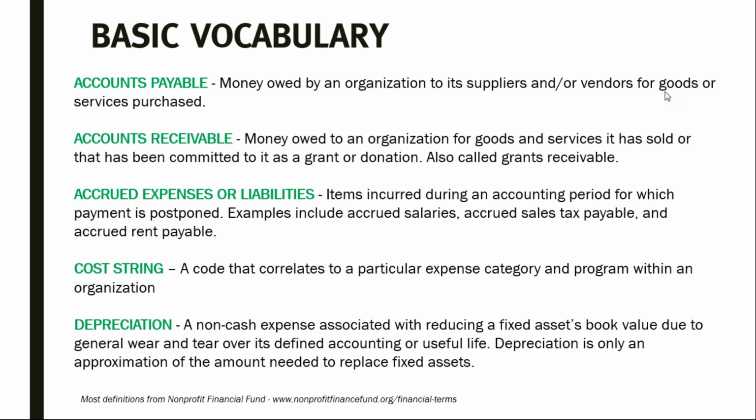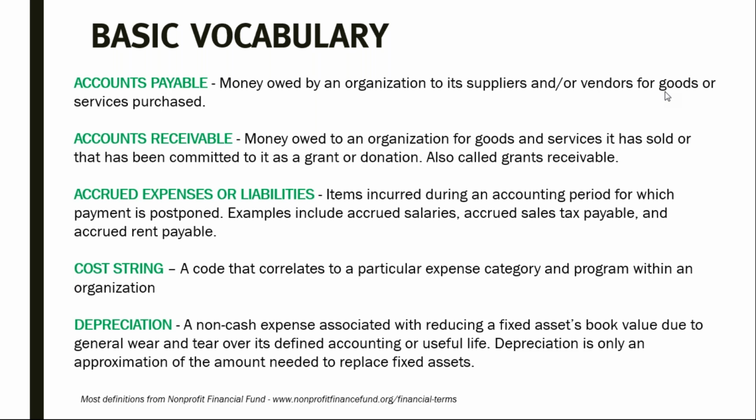The fourth is cost string. This is a code that correlates to a specific expense category or a program within an organization. And we're going to use this term a lot. We're going to look at this particular concept a lot. This is basically how you convert your program language into number language.